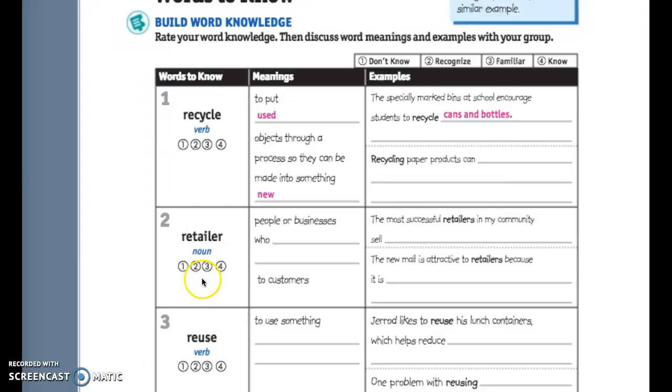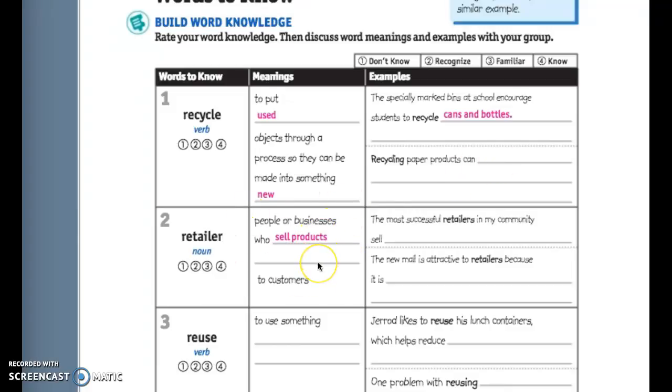All right, coming on to word number 2, retailer. Repeat it. Retailer. It's a noun, which means it's either a person, place, or thing. Go ahead and bubble in 1, 2, 3, or 4, letting me know how familiar you are with this word. Let's come over here to the meaning. The meaning is people or businesses who sell products to customers.